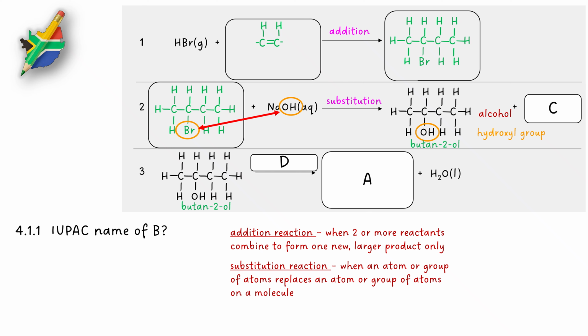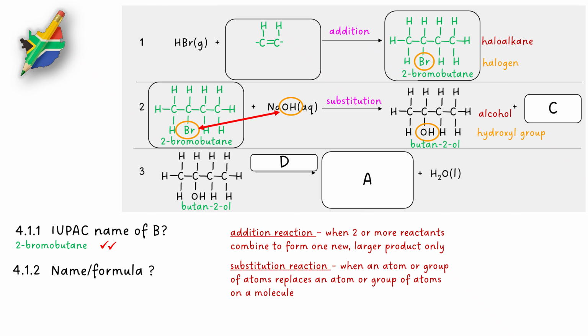So compound B must have a 4-carbon chain. Because the bromine is on carbon 2, it is 2-bromobutane. This is a haloalkane. And the halogen is bromine. Next, we need the name or formula of compound C.